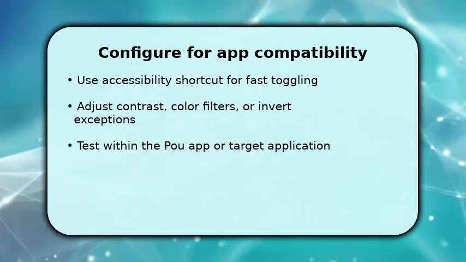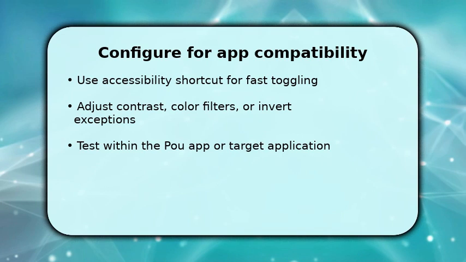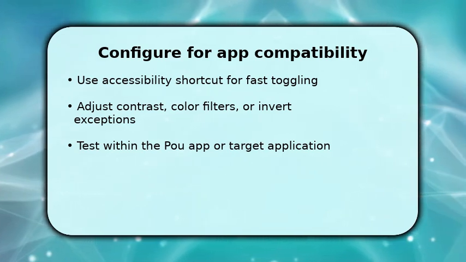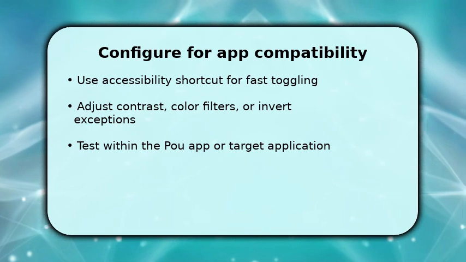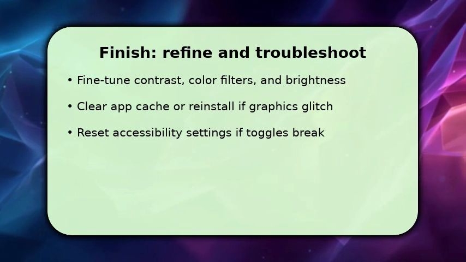Now launch Pou or your target app and test critical screens. You want buttons, text, and character sprites legible. If something looks off, change filter intensity or revert per app exception. Complete the process by refining settings until visuals feel natural.